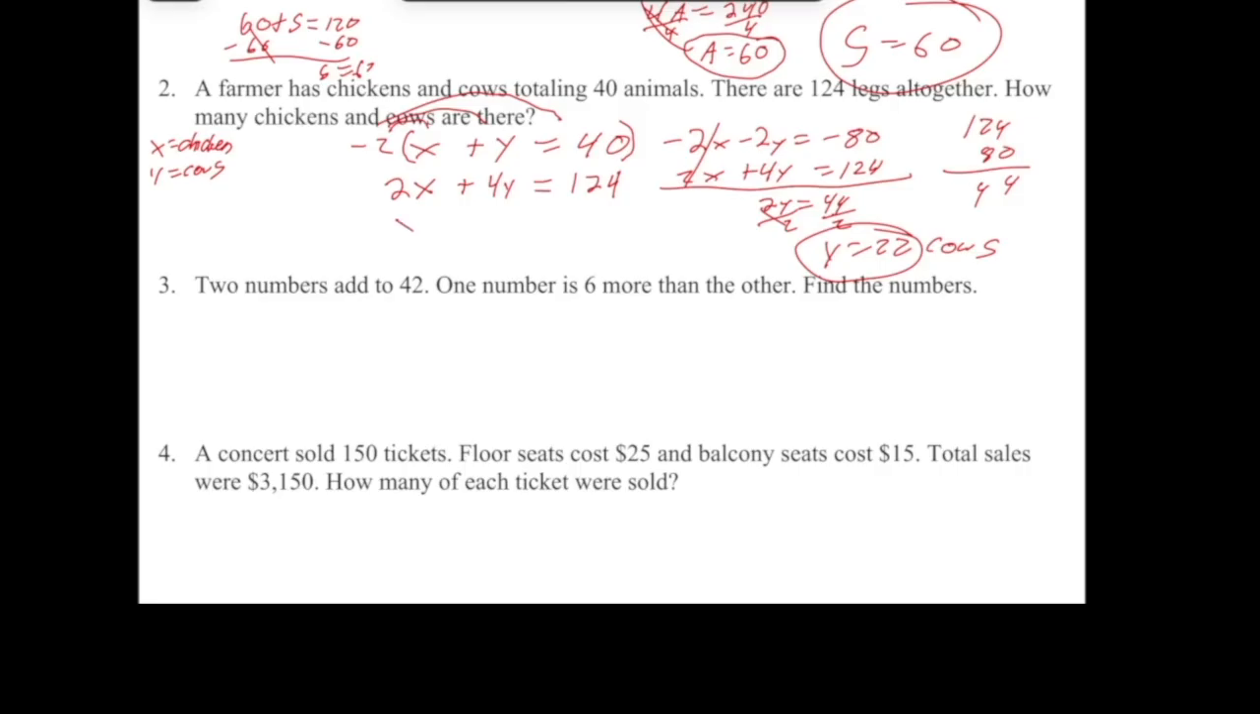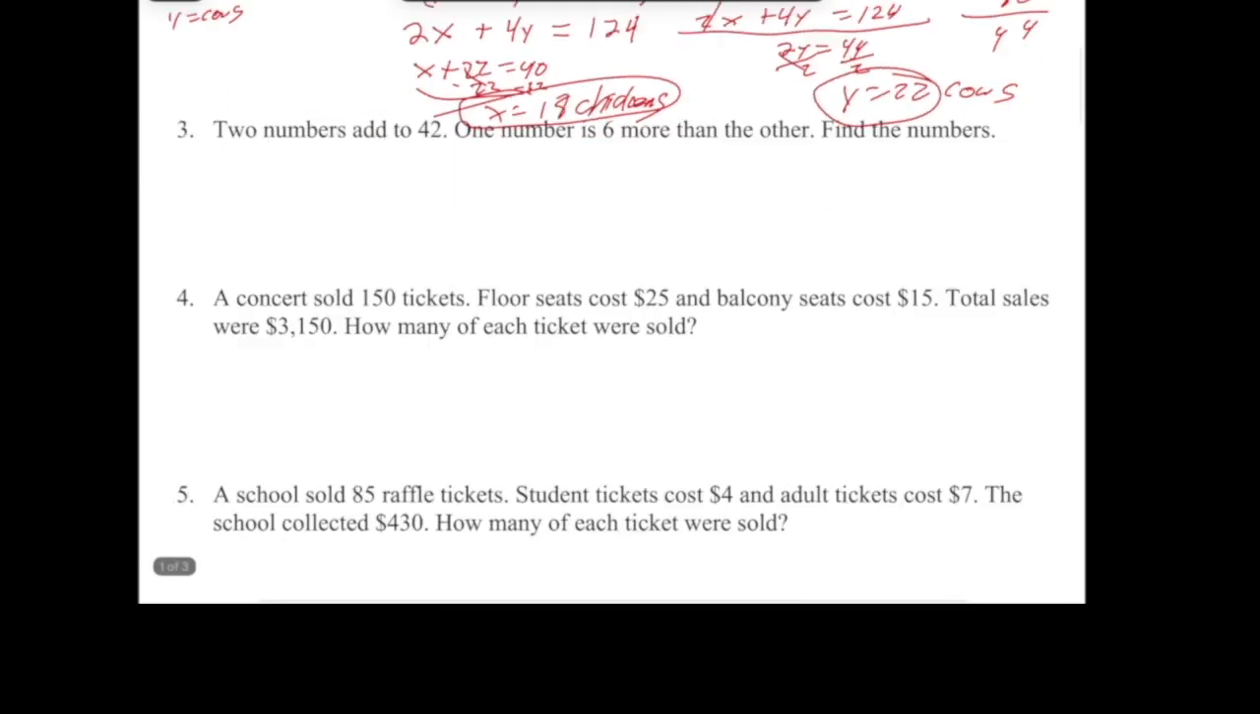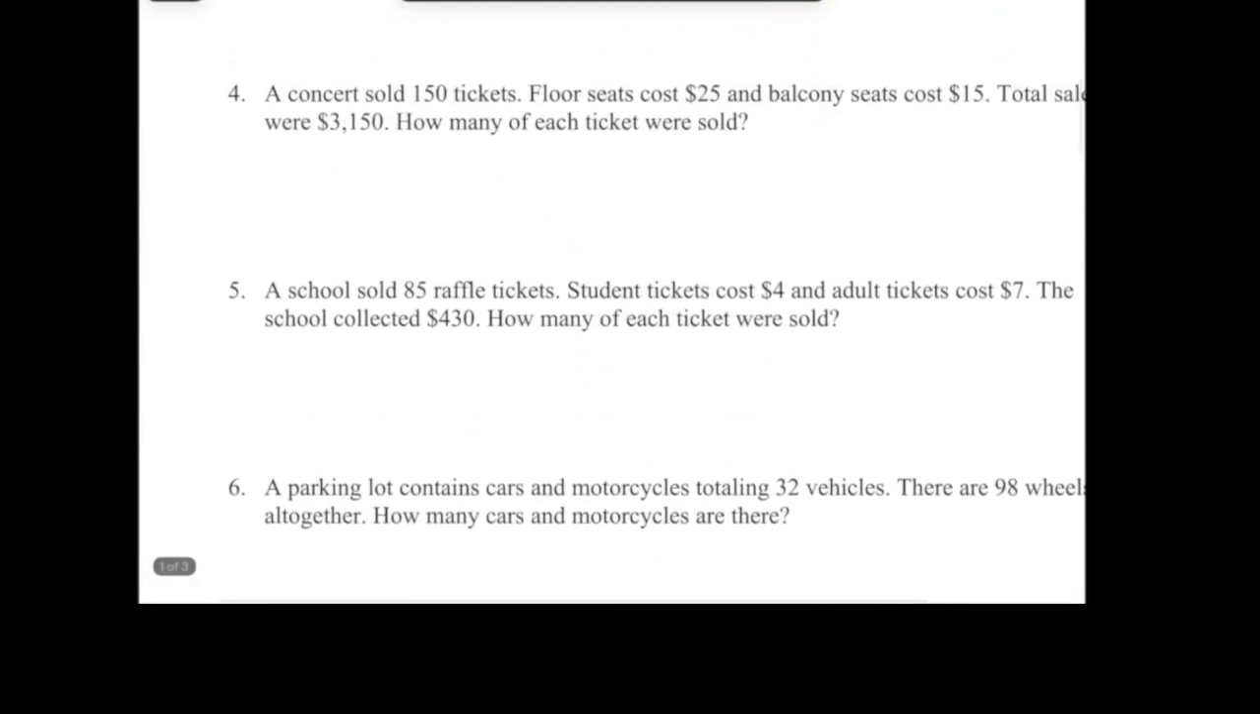My x is chickens, plus my 22 cows is going to equal 40 animals. Once I subtract the 22, I'm going to get x equals 18 chickens. 18 chickens, 22 cows. There we go. Okay? All right. Boy, I really did not give a lot of space. I should have made this a 2-page problem.